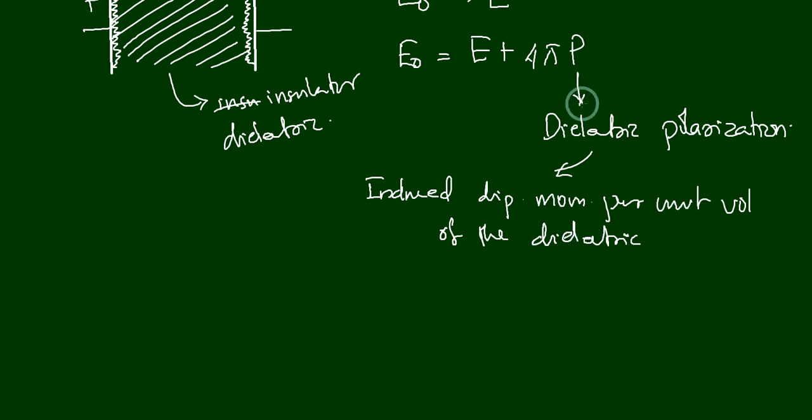That is P, and it is also called the dielectric polarization. Therefore, the E0, which is the electric field strength when it is vacuum between the condenser plates, that is E0.